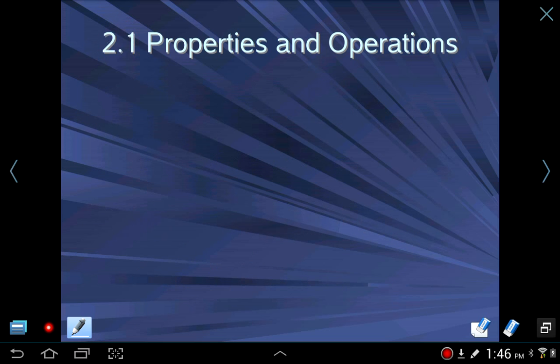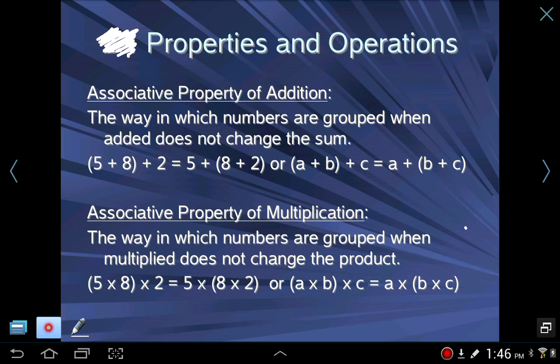Okay, again, we don't need the 2.1 in front. The next one is properties and operations. The associative property. The associative property of addition and the associative property of multiplication. The associative property of addition states that the way in which numbers are grouped when added does not change the sum. Again, I'm basically adding the same numbers.